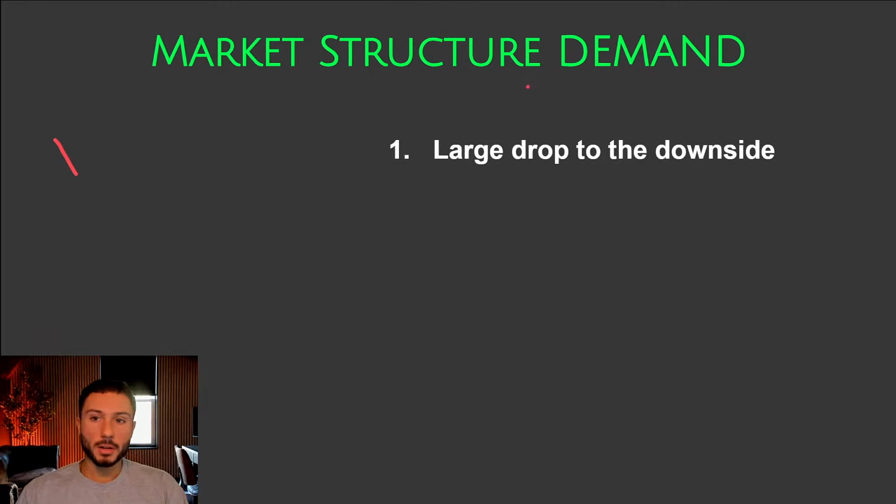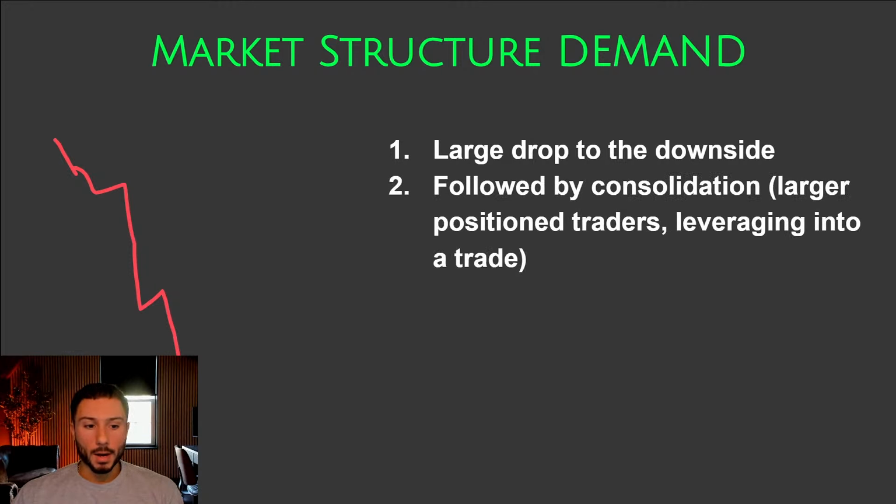So for this market structure demand scenario, what I like seeing is the market dropping to the downside, right? That's step number one. Following step number one, I like seeing some sort of consolidation. I like seeing the market stall out. And why this is significant to me is because when the market dropped, it obviously attracted sellers to come into the market, right? Then the market sells off, and then we consolidate.